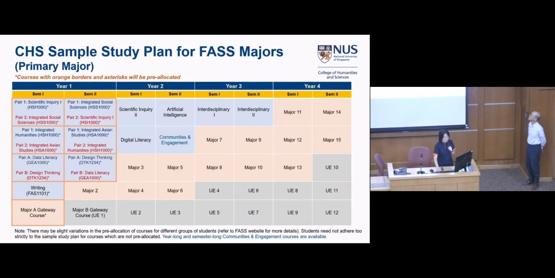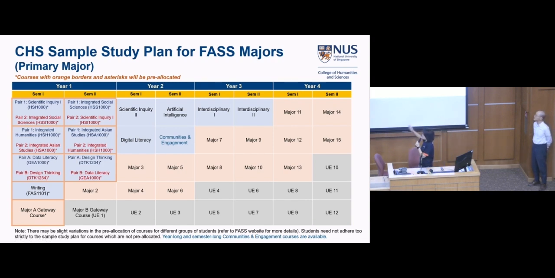Now, what about the study plan? This is a sample study plan, okay? Not everybody has to follow, but this is what we recommend. On this chart here, you see 4 years of the study, and generally one student takes 5 courses a semester.